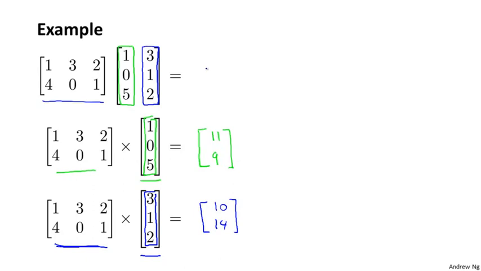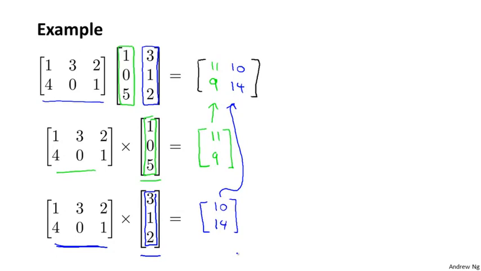Then I'm just going to take these two results and put them together, and that'll be my answer. The outcome of this product is going to be a 2 by 2 matrix, and the way I'm going to fill in this matrix is by taking my elements 11, 9 and plugging them here, and taking 10, 14 and plugging them into the second column. Okay, so that was the mechanics of how to multiply a matrix by another matrix.